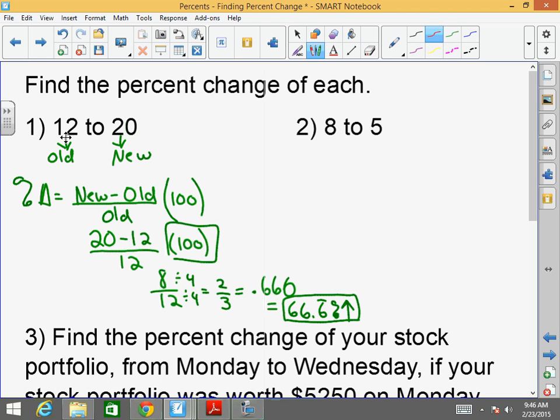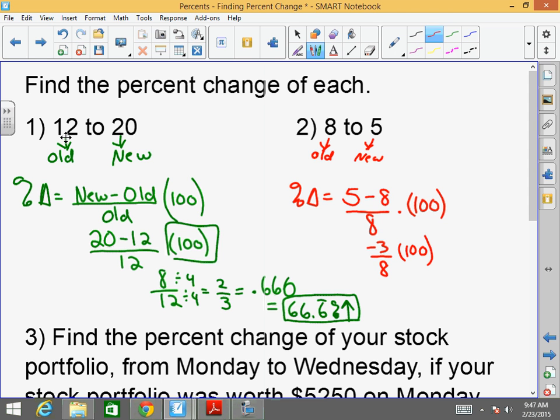Okay. How about if I want to find the percent change from 8 to 5? Good man. 8 is the old, 5 is the new. So my percent change equals new minus old over old times 100. This is negative 3/8 times 100. Does anyone remember what 3/8 turns into as a decimal? Very good, son, 0.375. So this is negative 0.375 times 100. That means I move the decimal 2 places to the right. So that means I have negative 37.5%, or in other words, I have a 37.5% decrease. We do not show it as negative usually. It's a decrease.